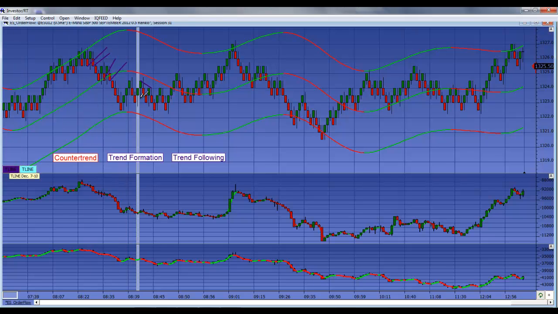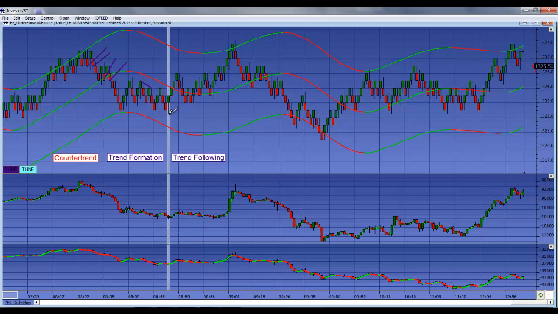Price pulls back to an equal pivot low, lifts and closes, and Delta and everything is red. I have nothing there, and now price starts trading lower. Price lifts, trades even lower, still nothing.